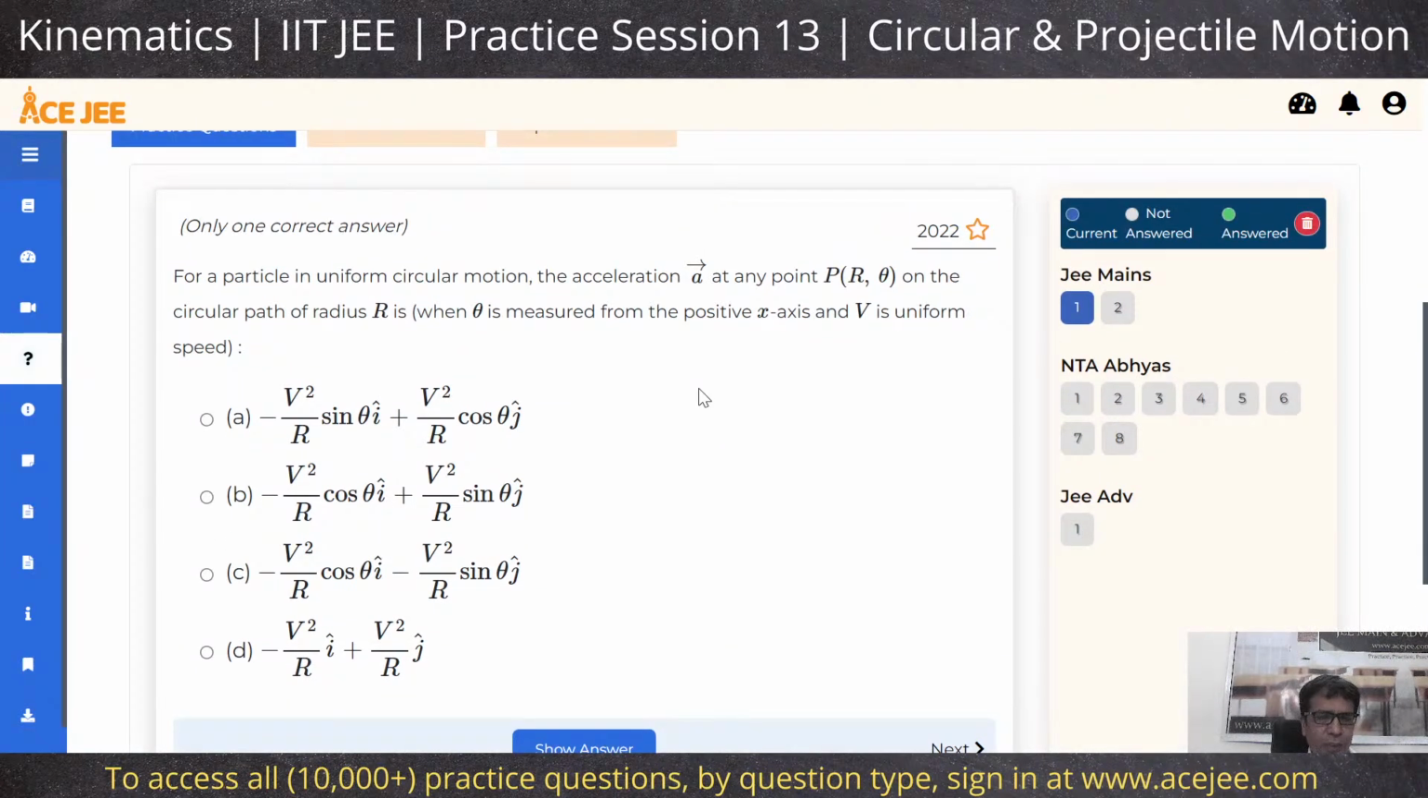JEE Main 2022 question. I have not touched on elliptical motion. We'll do it some other time. Elliptical motion is something very similar. When we get into the gravitation chapter, we'll study the elliptical motion in detail. We are short of time, so we're going to skip that one. But right now, let's focus on circular motion. So let's do these problems. 5 problems we will do. Start.